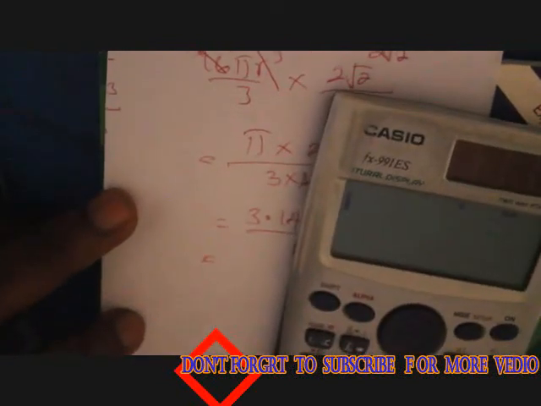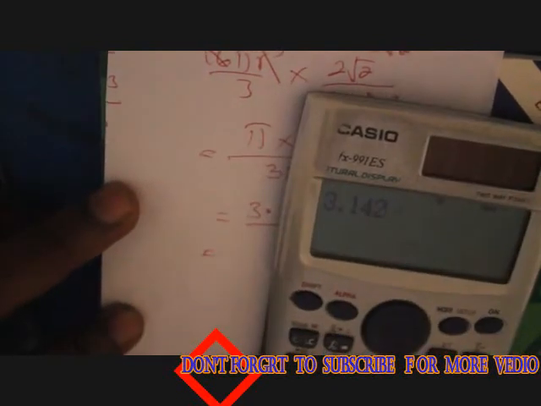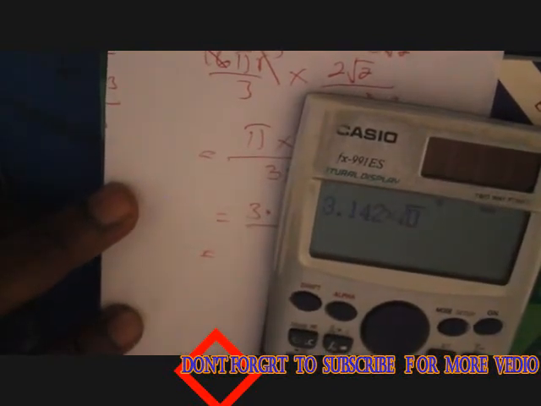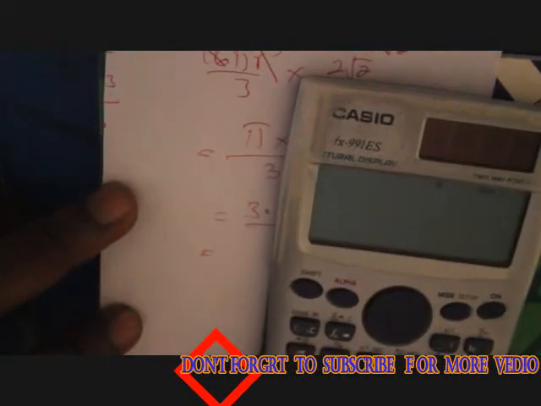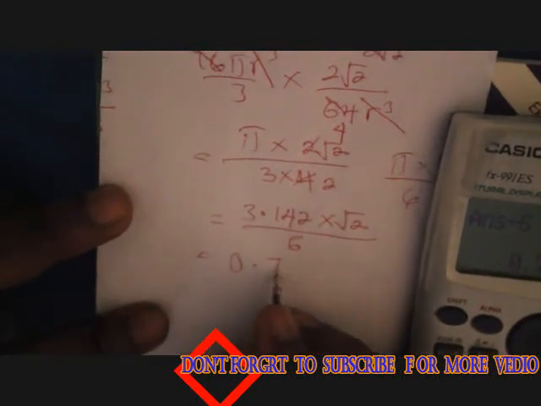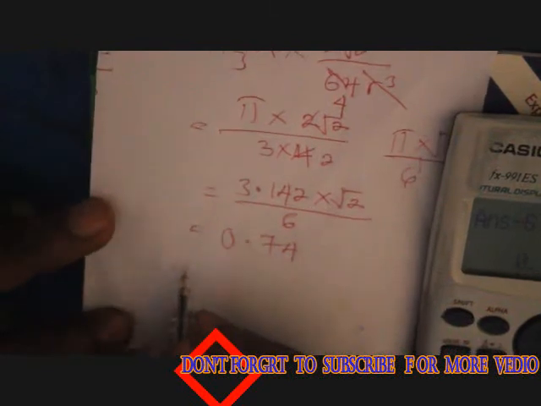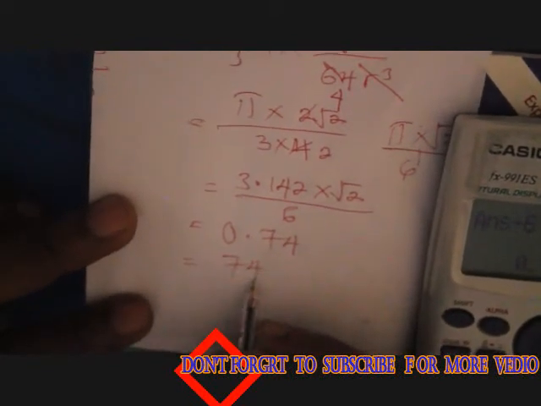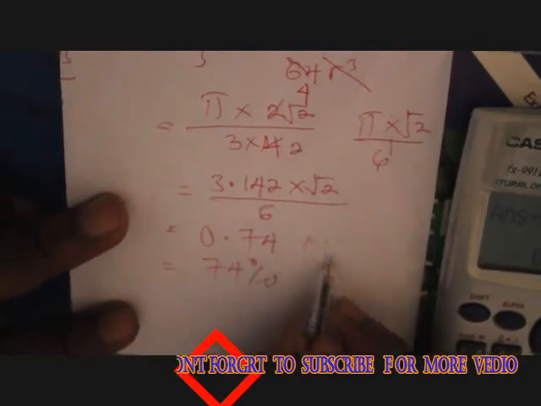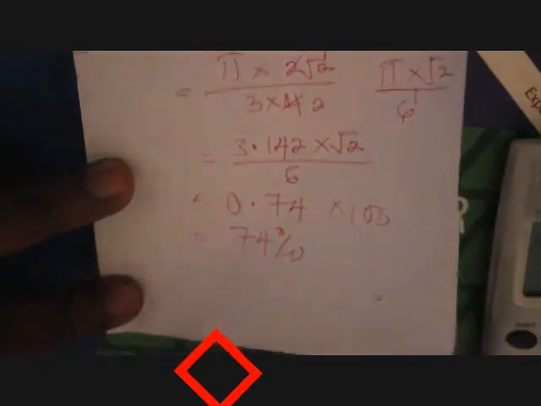So 3.142 times root 2 divided by 6. Okay, the answer is 0.74, which is equivalent to 74% when multiplied by 100. So that is the end of this solution.